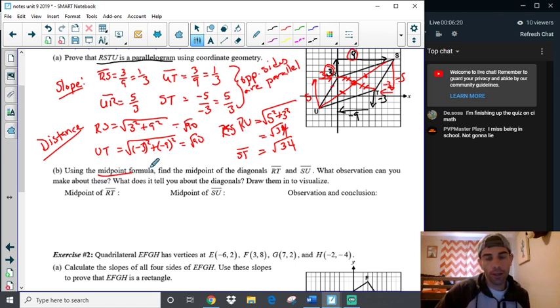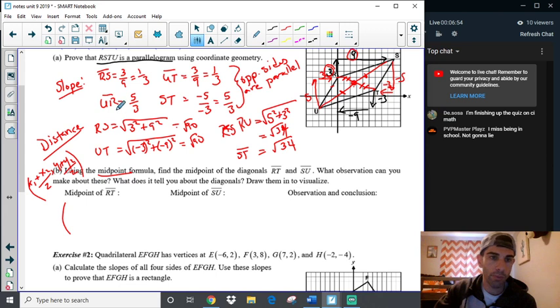So you could find the midpoint by using either the formula, or remember, you could always count it. Count your distance from U to S, cut it in half, and then count that distance, and that would be your midpoint. But for the sake of this problem, let's go ahead and use our midpoint formula. So we'll start with RT, and remember, it's x1 plus x2 divided by 2, y1 plus y2 divided by 2, and that's your midpoint formula.